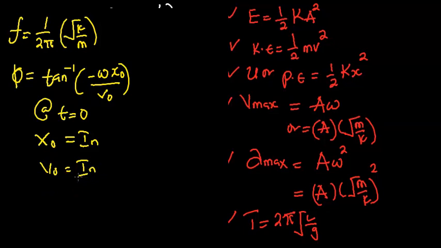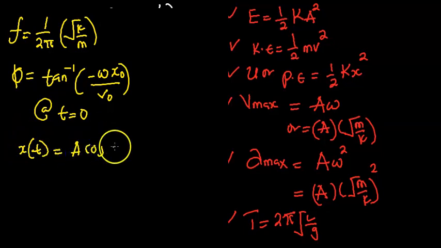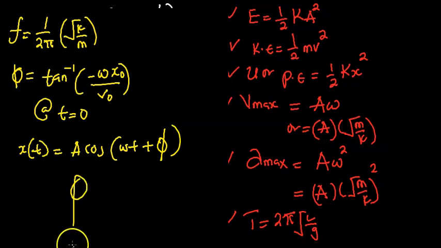Next thing we have on the list is the displacement at any time. Displacement at any time is denoted by x of t, which is simply going to be A cos of omega t plus phase constant. This simply represents the displacement x of an object at any given time during simple harmonic motion. In this case, A is the amplitude, omega is the angular frequency, and this symbol is simply the phase constant.